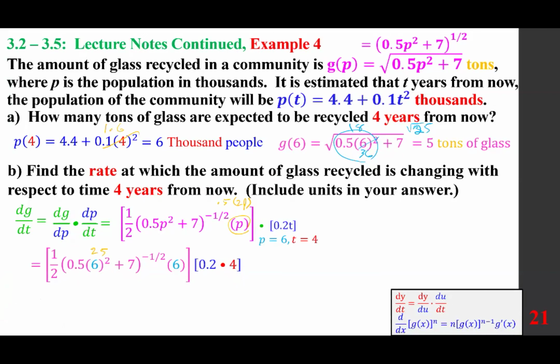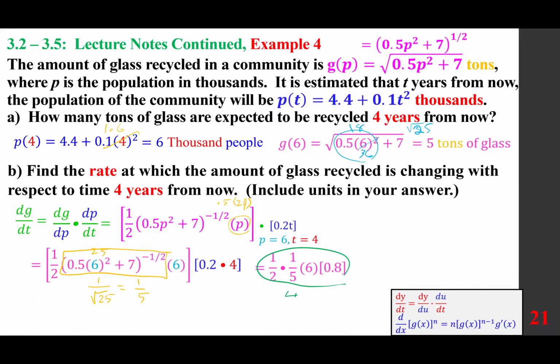So 25 to the power of negative 1/2 is 1 over the square root of 25, which is 1 over 5. And therefore, what you have here is 1/2 times 1/5 times 6 times 0.8. So again, 1/2, 1/5, 6, 0.8. This gives you 4.8 divided by 10, or 0.48 tons of glass per year.